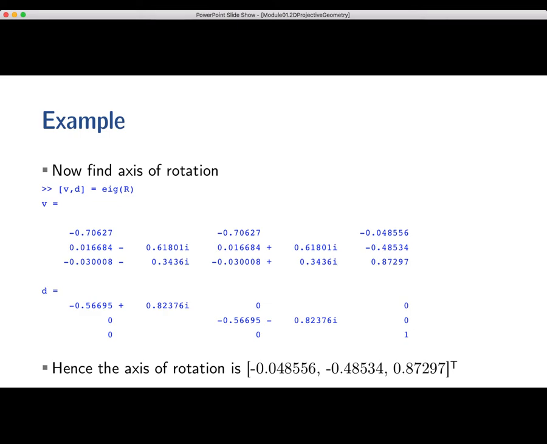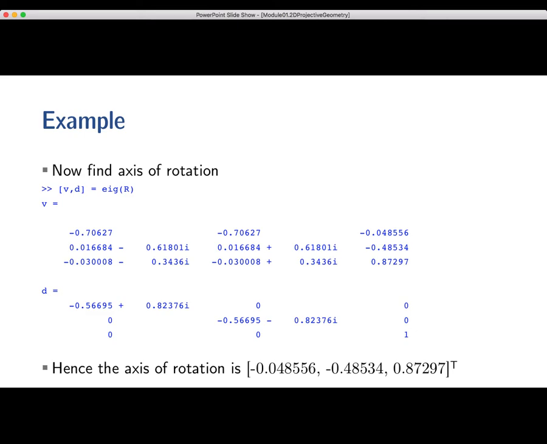I just did eigenvectors of R. So this is a function in MATLAB. It returns the eigenvectors in V and the eigenvalues in D. So the first eigenvector is complex, the second eigenvector also has complex elements, the third eigenvector is purely real, and I can see that the first eigenvalue is complex, the second eigenvalue is also complex, the third eigenvalue is a real number, +1. Okay?